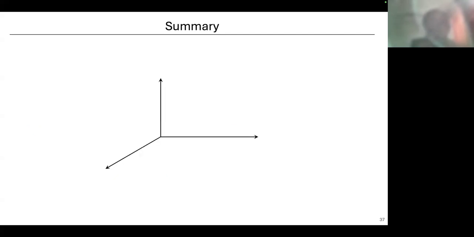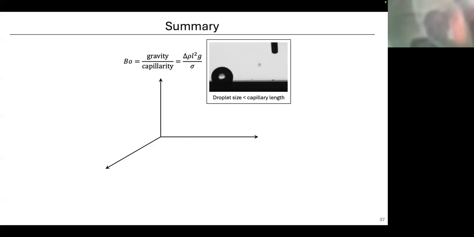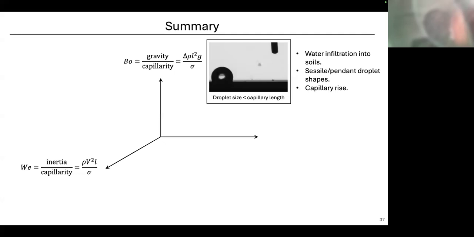And lastly, I just want to summarize in terms of the dimensionless numbers. The first important number is the Bond number, so gravity over capillarity. This is very important because in the spontaneous droplet movement example, we need to ensure the droplet is not large, because otherwise it won't remain a spherical shape, which is the key assumption in the development of the model. And the Bond number is relevant to other processes like water infiltration into soils, sessile and pendant droplet shapes, or capillary rise. The other dimensionless number is the Weber number, which is the ratio of inertia to capillarity.